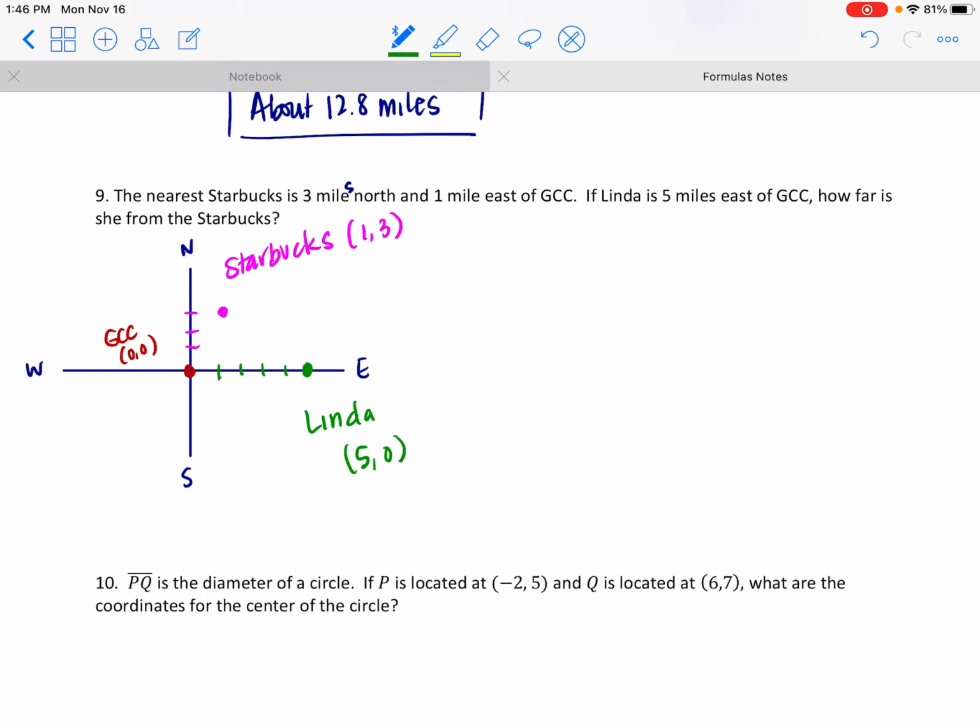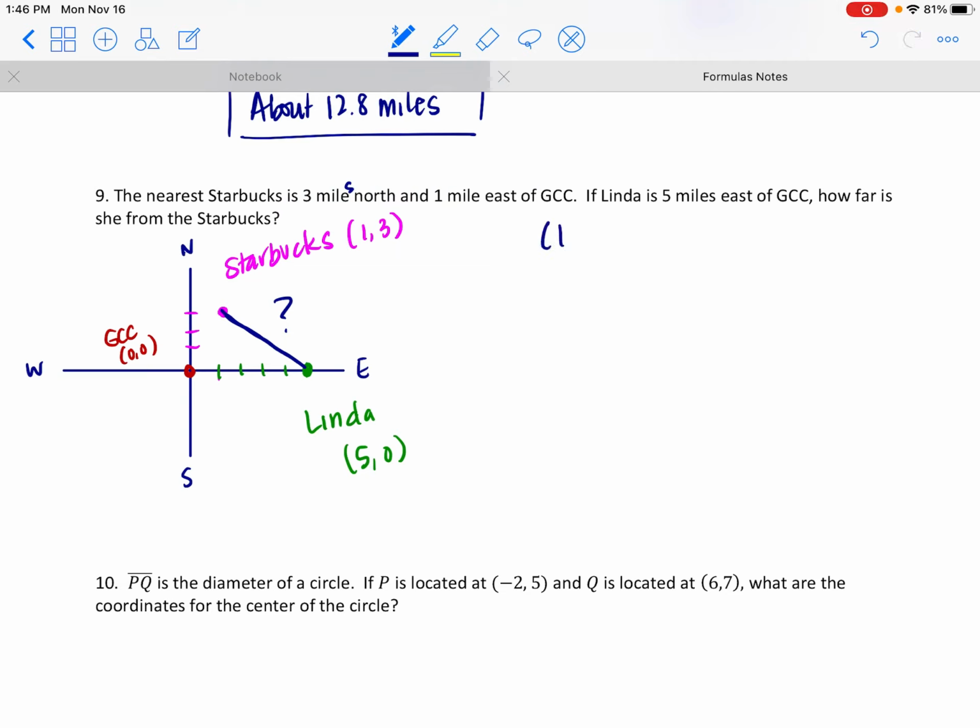So the question is, how far is she from Starbucks? The question is, what is the distance between these 2 points? So we've got two different ways we can look at this. If you want to make the right triangle and use Pythagorean theorem again, you can. Since you also have 2 coordinates, if you wanted to use the distance formula, then you could do that as well. And just so you have variety in your notes, I'm going to go ahead and use the distance formula on this one. So we want to find the distance.